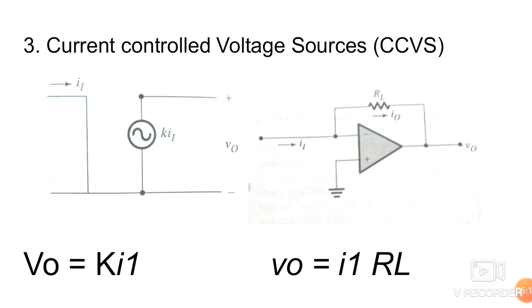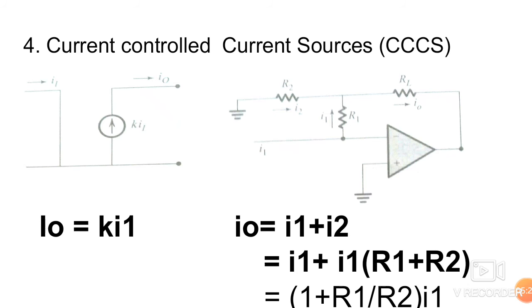Now this V naught can be written simply as I1 into RL. So this is a current controlled voltage source. Next one is the current controlled current source. So output is also current, input is also current.